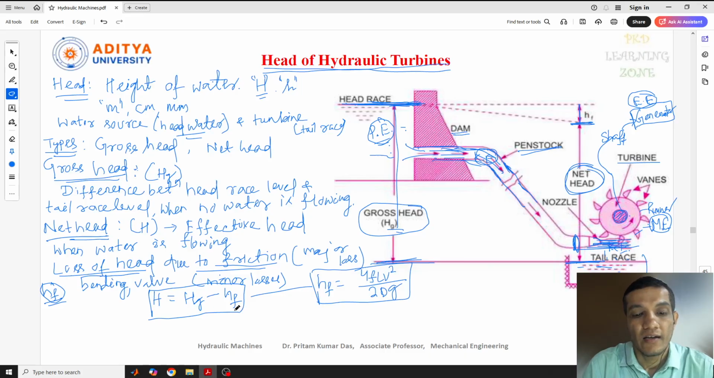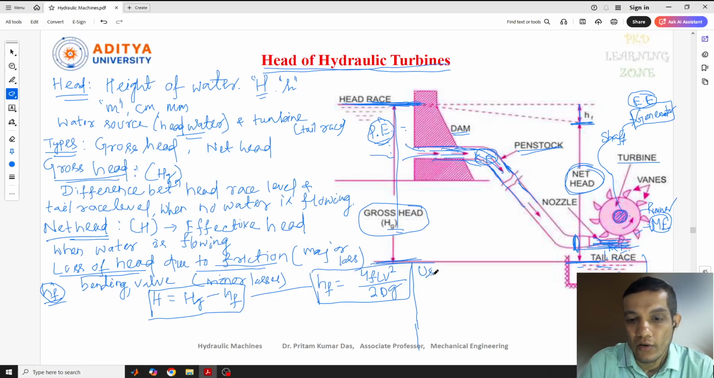So these are the gross head and net head explanations, and how to calculate them we have also seen. Now another question is coming here: why is this used, or what is the application of this head of turbine? Why is this head required?